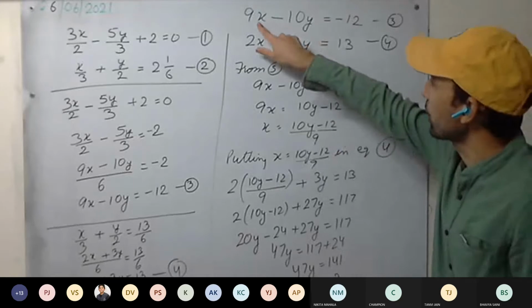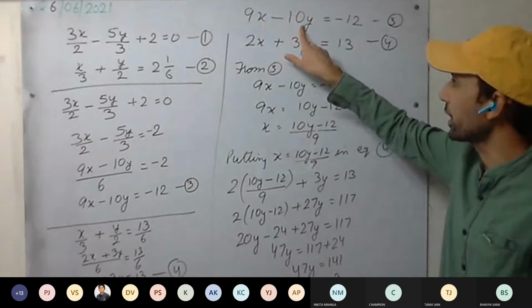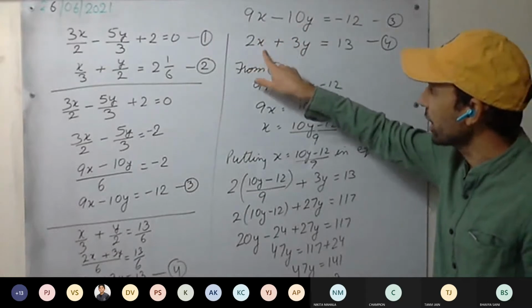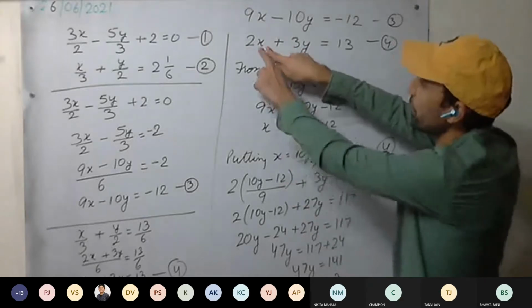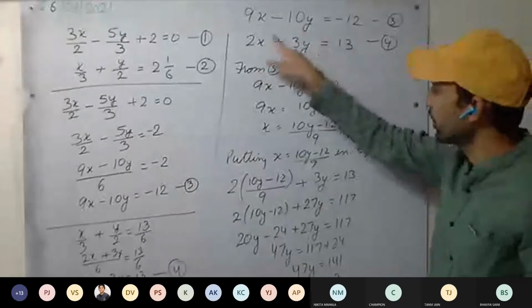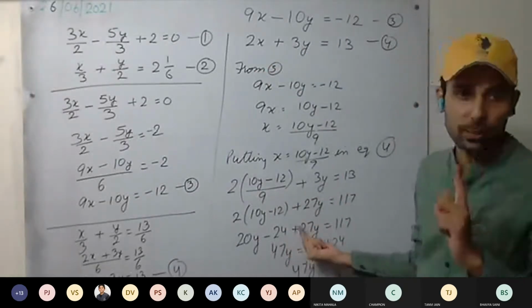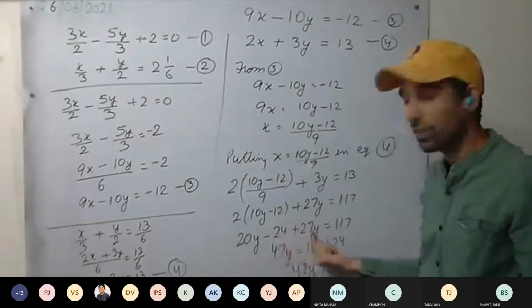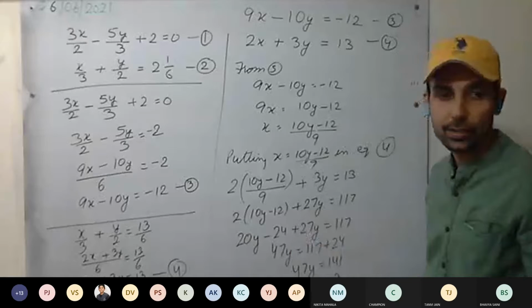From the first equation, for example, we calculated the value of x in terms of y. Now this variable we are going to eliminate, putting it in terms of y. So our whole equation reduces to just one variable, y, and by solving this one linear equation we get the value of y. We got the value of y equal to 3.